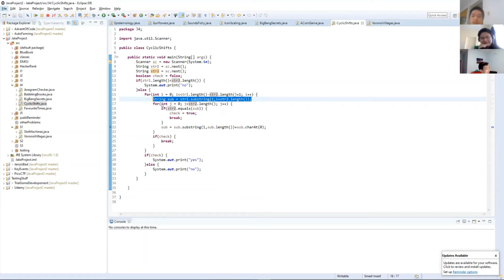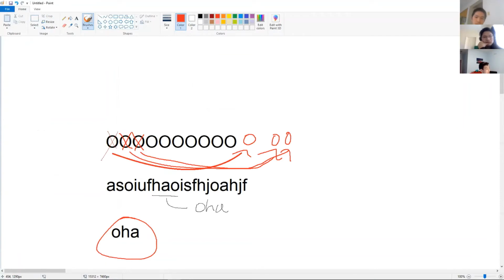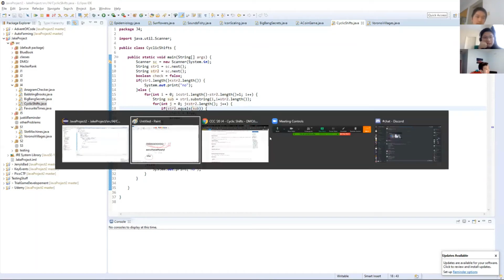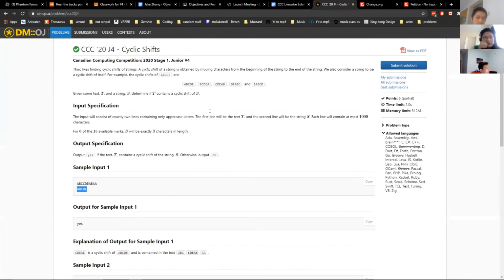Then I put another for loop here to check if it contains a cyclic shift of the substring, which just takes the first character and moves it to the end, and then it loops again to check if the string is equal to the substring that I got, right? And then that's how you solve this one, basically. Then you output yes or no, and then you're done.